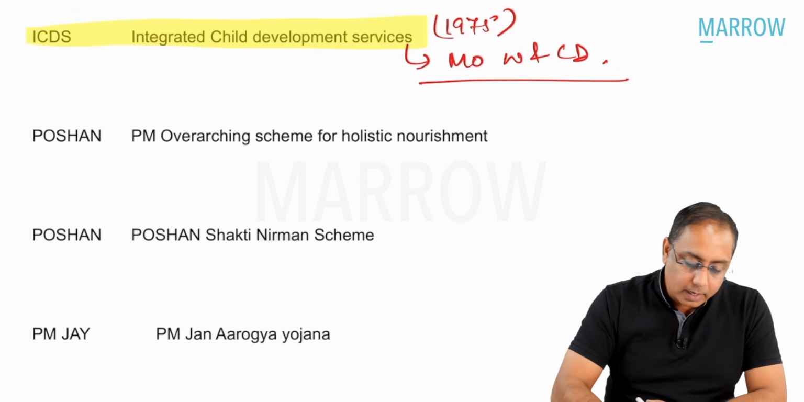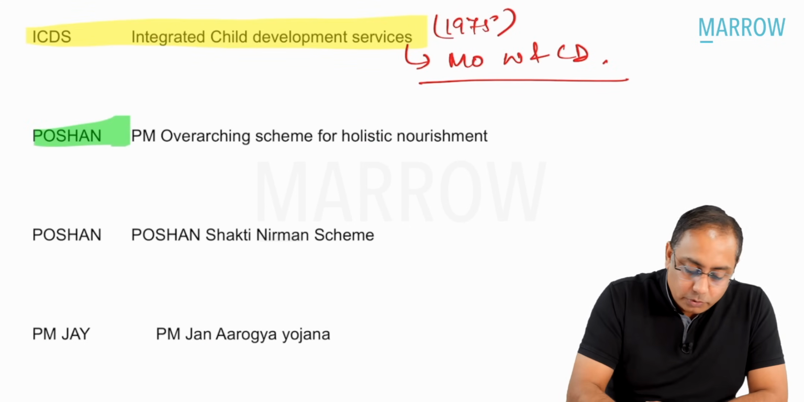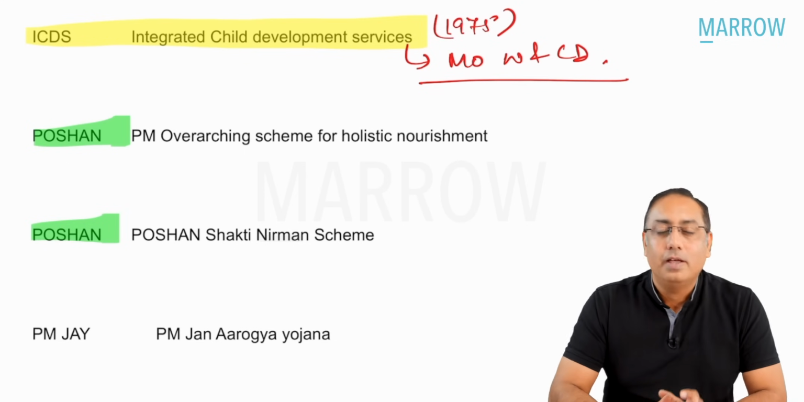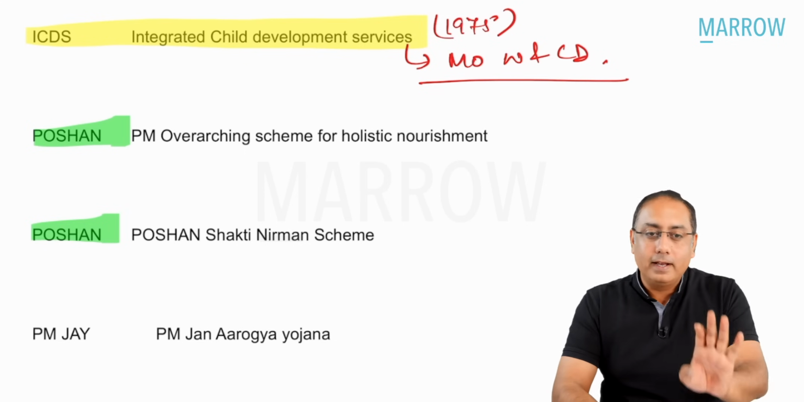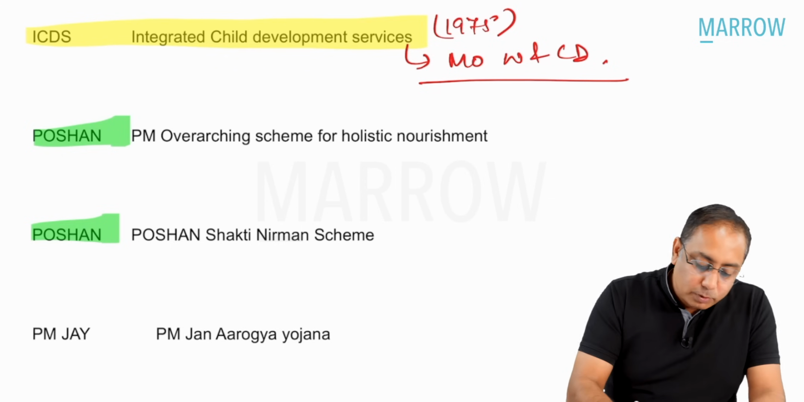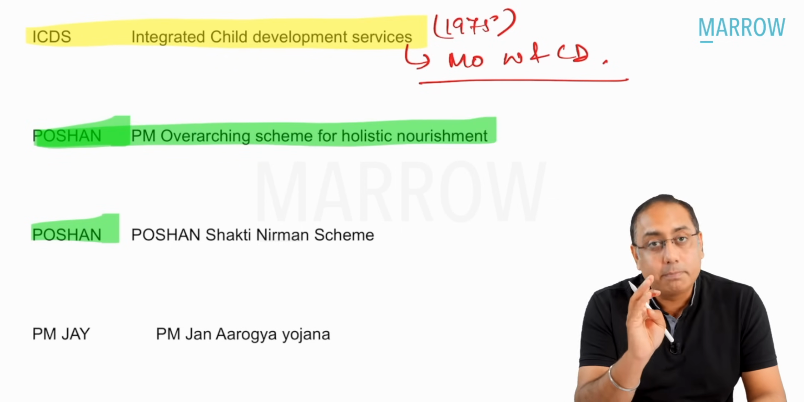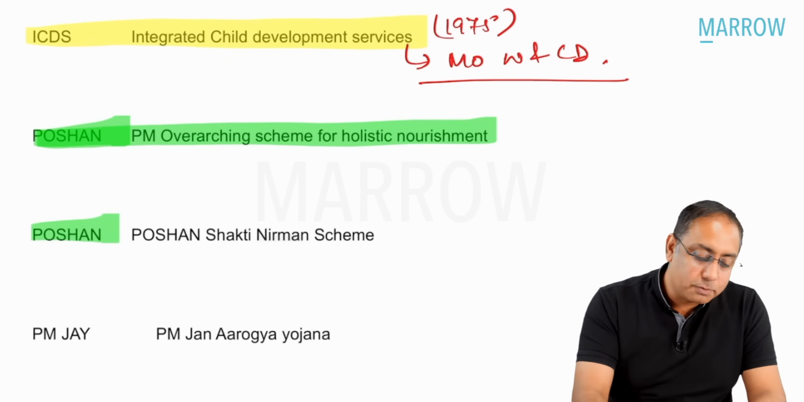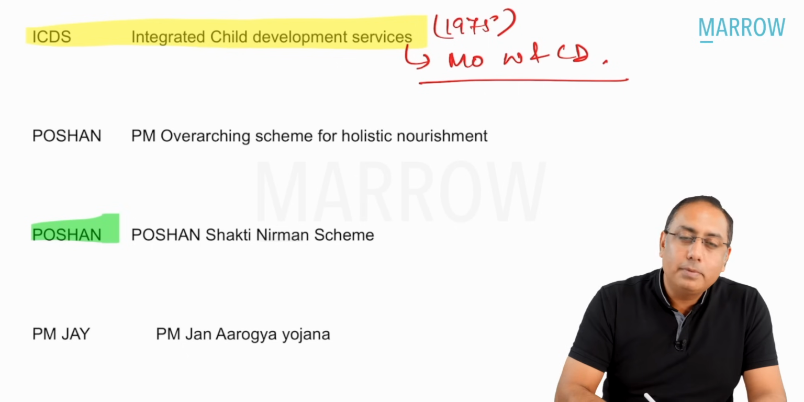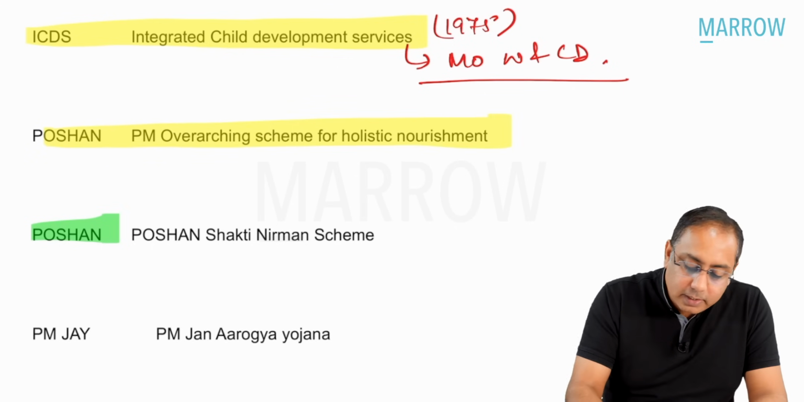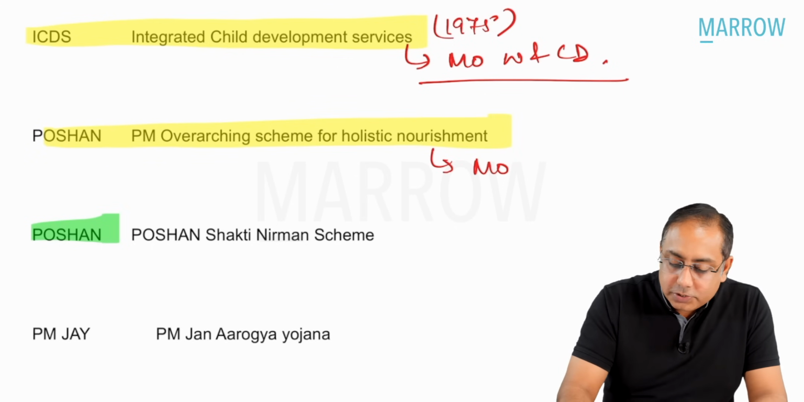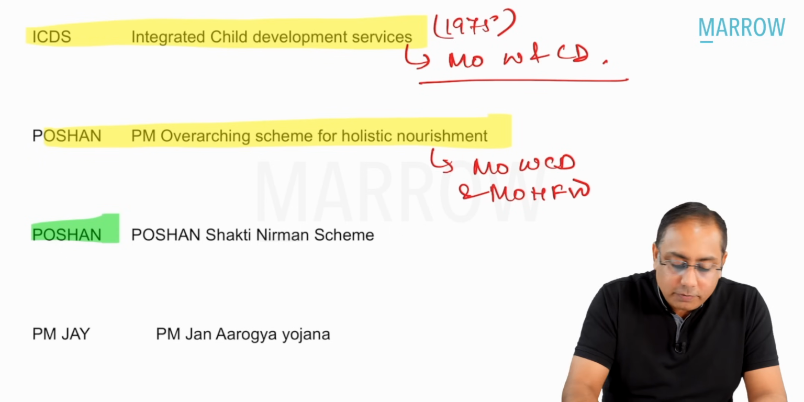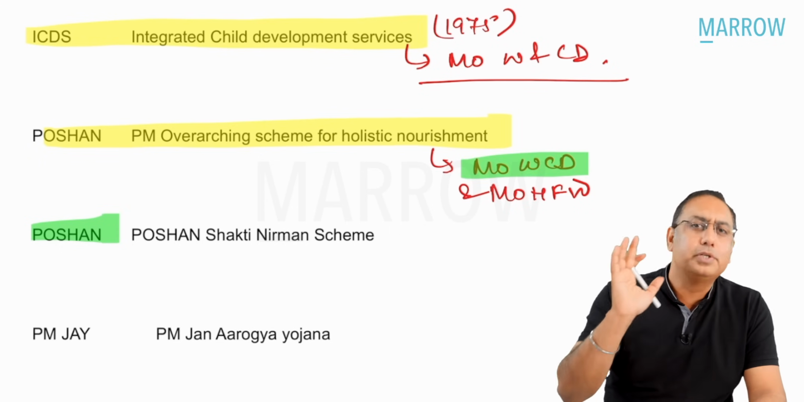What is Poshan Abhiyan? You have to ensure that you know there are two portions that you have to study. One is Poshan Abhiyan, another is the Poshan Scheme. Poshan Abhiyan stands for Prime Minister's Overarching Scheme for Holistic Nourishment, Pradhan Mantri. Beta, this is under the Ministry of Women and Child Development and the Ministry of Health and Family Welfare. If you get a single best answer, please mark the WCD Ministry.